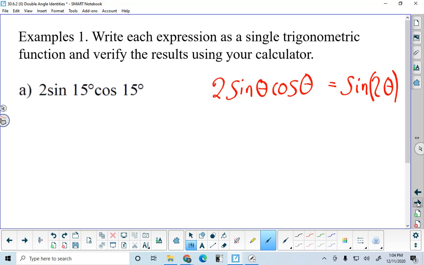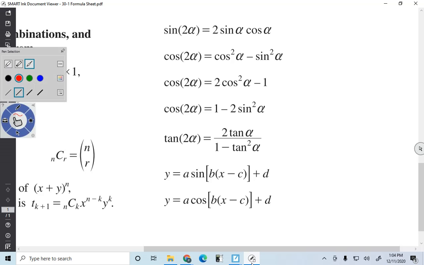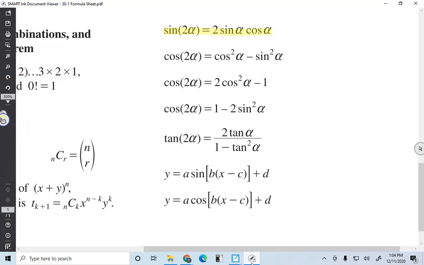And I do realize that on your formula sheet, I'll show it to you here, that formula has alphas in it instead of thetas. Boy, that doesn't highlight very well in this PDF reader. But again, I hope you're adaptable. You have to be adaptable. That alpha could be any letter you want. It could be X, Y, R, theta, beta, alpha, omega, whatever.